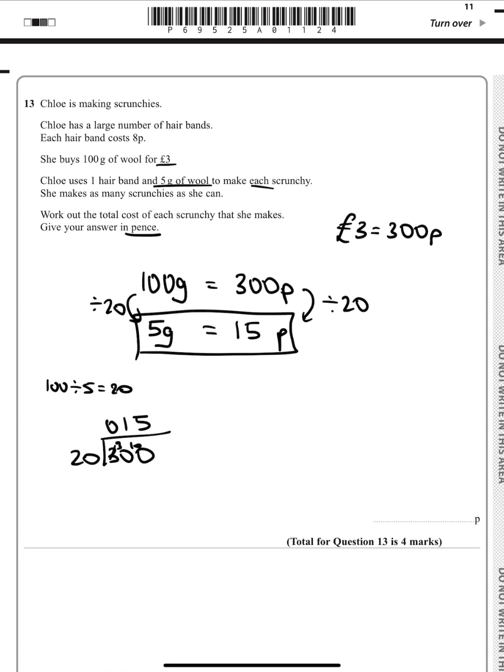And now if that is for one scrunchie, because it says 5 grams of wool to make each scrunchie, and then it also says that Chloe uses 1 hairband, I need to add on the cost of 1 hairband. So now I need to do 15p plus 8p, which makes 23p. So one scrunchie costs 23p to make.